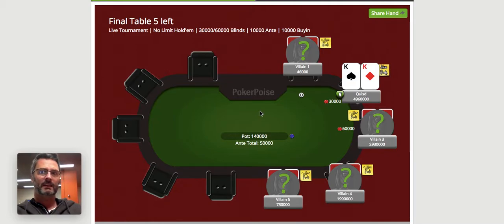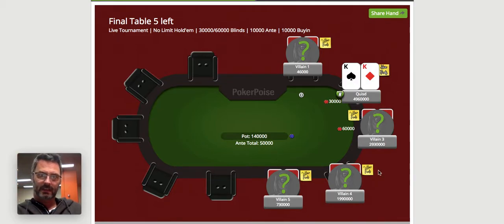Now, this is a final table World Series of Poker event with 5 players. All of the details are pretty accurate with regards to starting stack. Final table, 5 people left, no limit hold'em, a live tournament, 30,000, 60,000 blinds, $10,000 ante, and then the buy-in, which is what it is. Here, this is us, and this is my initial walkthrough, to see how this plays out by sharing this and just test out this software.